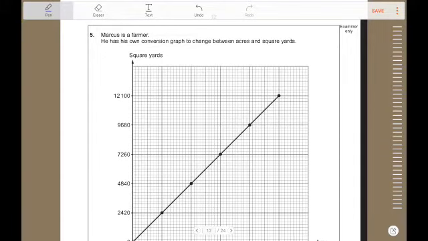Okay, this is a question from the GCSE Mathematics Numeracy paper, Unit 1, Intermediate Tier. So it's non-calculator because it's Unit 1, and it's about conversion graphs. So let's have a look.